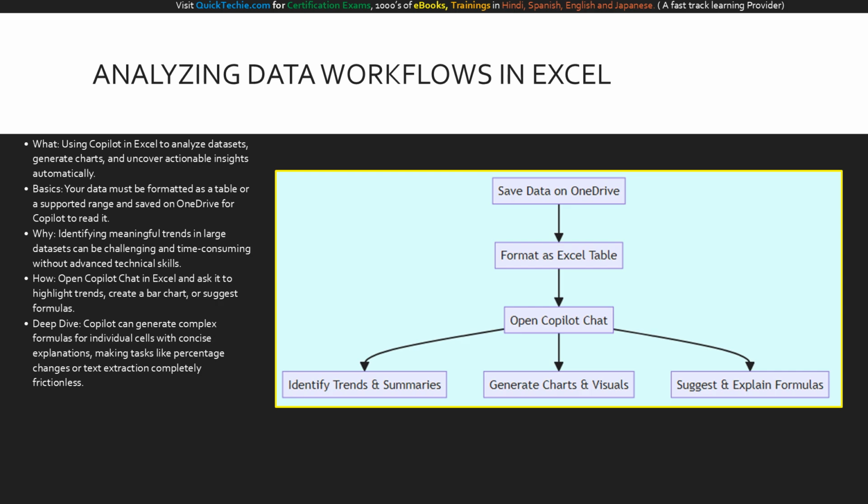Looking at this workflow, you can see the strict prerequisites at the top. You must save your file on OneDrive and format your data as a table. Without this, Copilot cannot read the data. Once the setup is complete, you open Copilot Chat, which branches into 3 powerful capabilities.